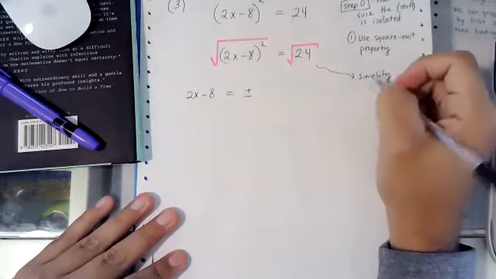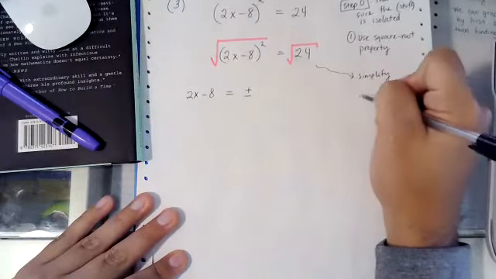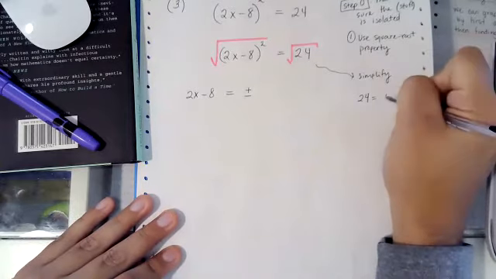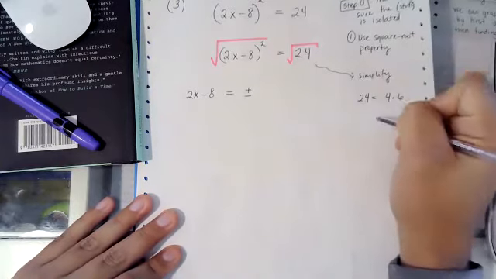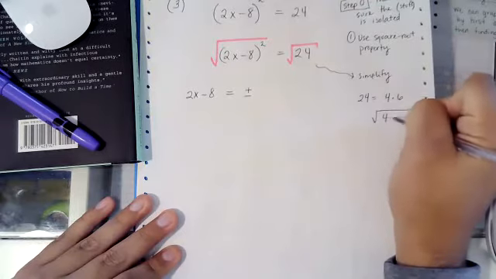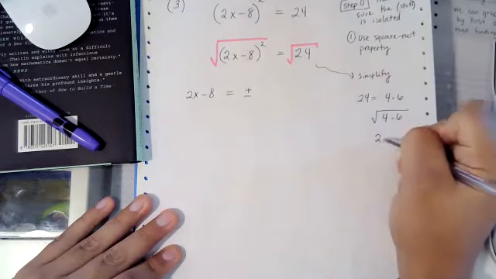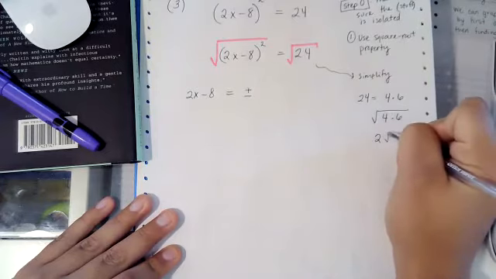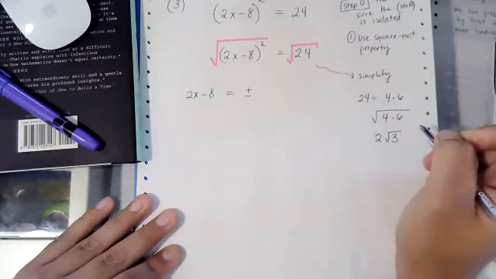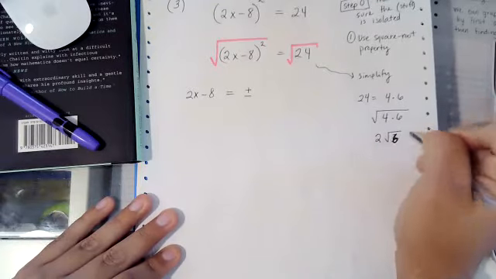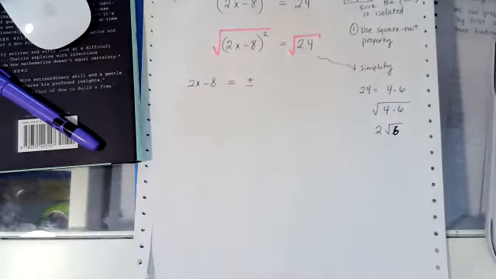So we could simplify 24 into, I think, 4 times 6 will do. And if you take the square root of 4 times 6, well, 4, we can take the square root of that and call it 2, but you can't take the square root of 6. So you should get this: 2 root 6.